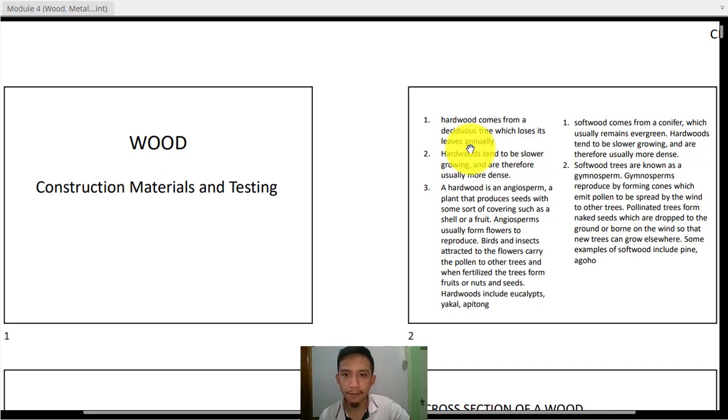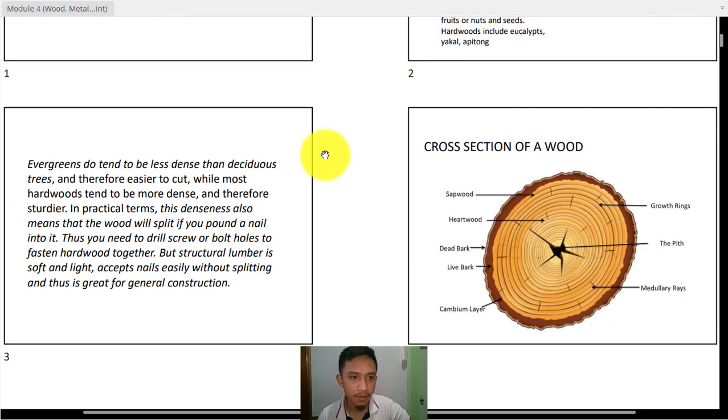And this hardwood grows slowly. That's why the grains are dense compared to the softwoods. You can read about this in your copy. Evergreens tend to be less dense than deciduous trees and therefore easier to cut, while most hardwood tends to be more dense and therefore sturdier.